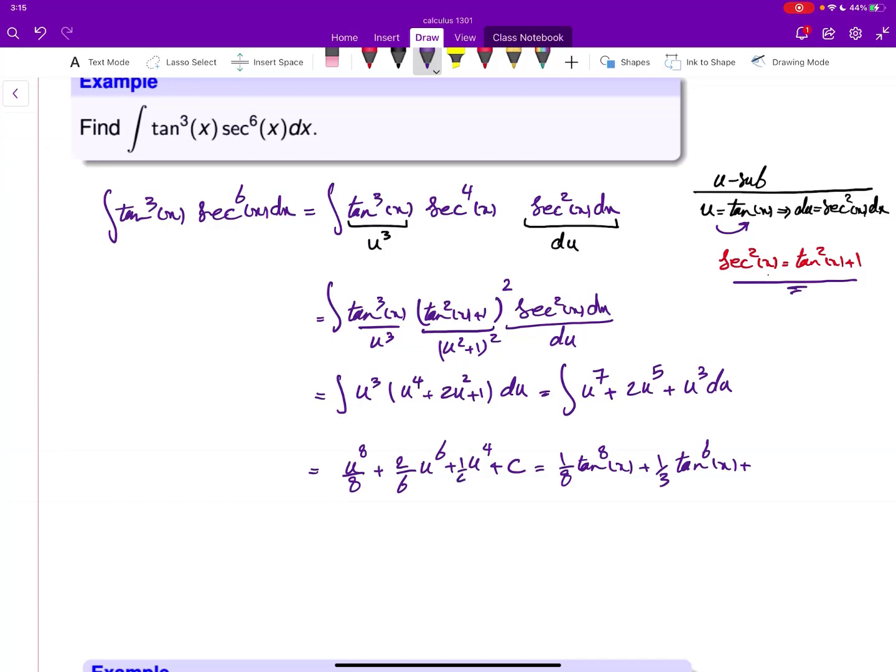u, where did I leave that 4? Okay, so I have to be careful with the numbers, and that is my integral.